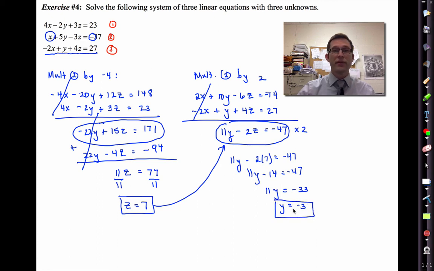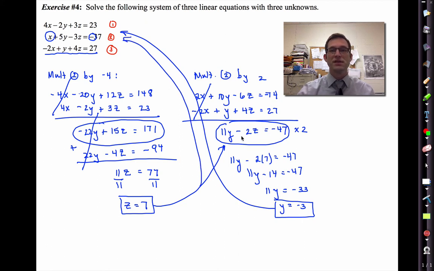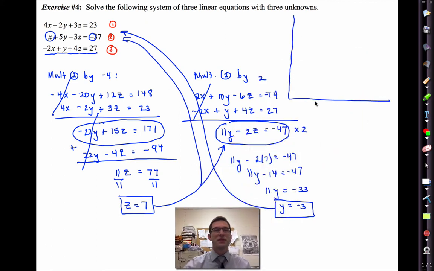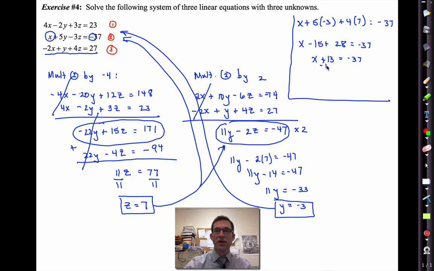Finally, I've got to figure out x, so I've got to take these two and substitute them into one final equation. I think I'll take both of them and move them up into equation 2. That one seems to be the easiest to manipulate. Maybe I'll carve out a little bit of space right up here. So I'll get x plus 5 times negative 3 plus 4 times 7 equals negative 37. x minus 15 plus 28 equals negative 37. x plus 13 equals negative 37. Subtract 13 on both sides.